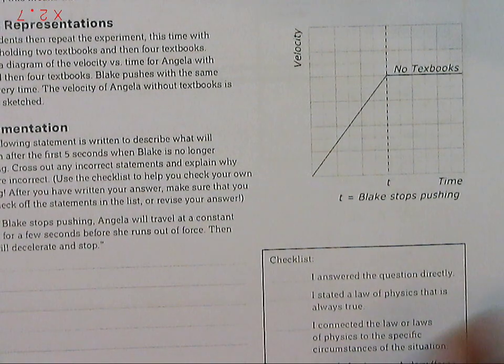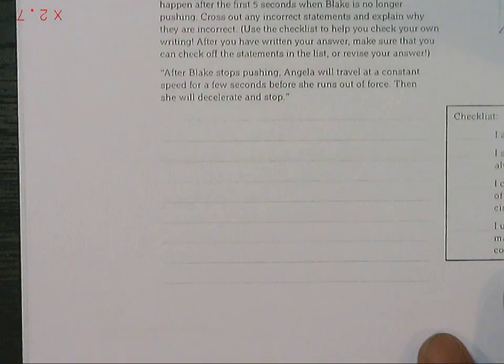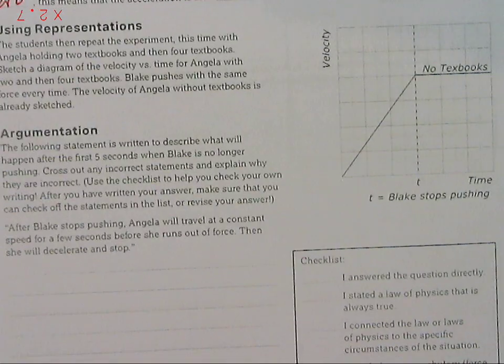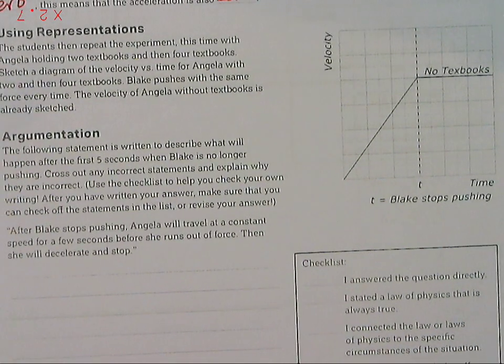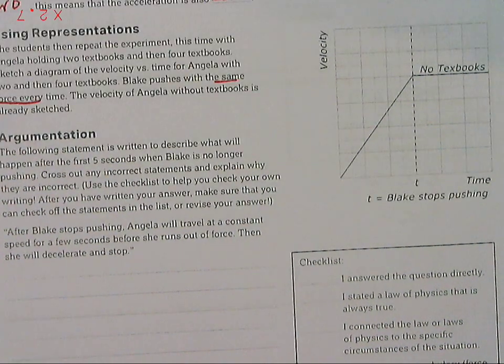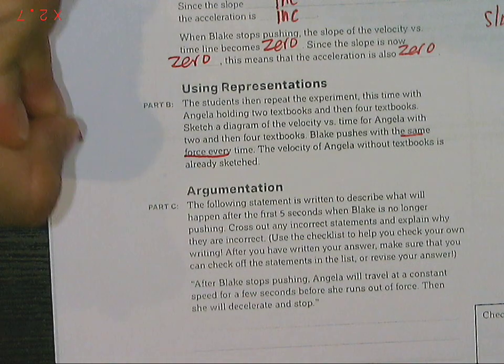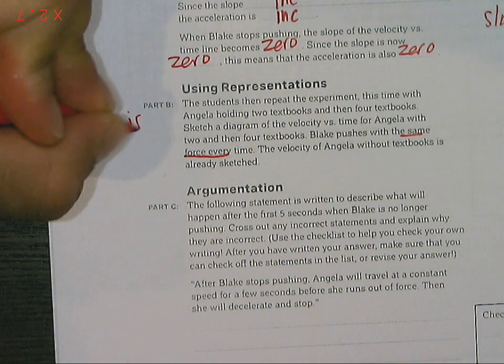Okay? And so we're going to continue on, and they're going to challenge our thinking on the next set, which is part B. Imagine that he's going to keep the force constant and instead change something else. He pushes with the same force every time, but in this case he's going to be adding textbooks to Angela. So in this case, the mass is changing. We want to consider part B: mass is changing.